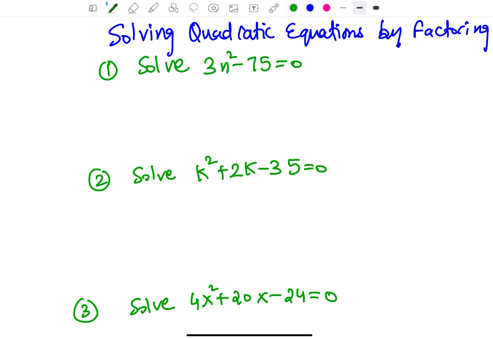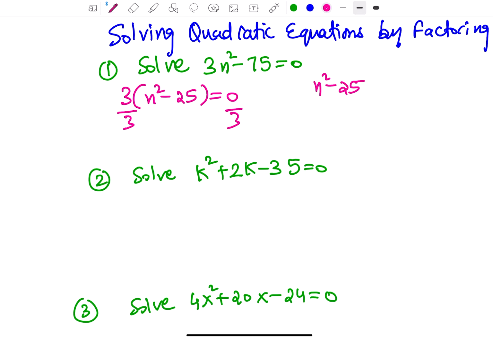Let's go ahead and solve this first example, solving a quadratic equation by factoring. 3n squared minus 75 equals 0. We already have a 0 on the right hand side, which is a good thing. I'm going to go ahead and factor the left hand side. Seems like 3 is a GCF. We can pull that out. We can go ahead and divide both sides by 3.